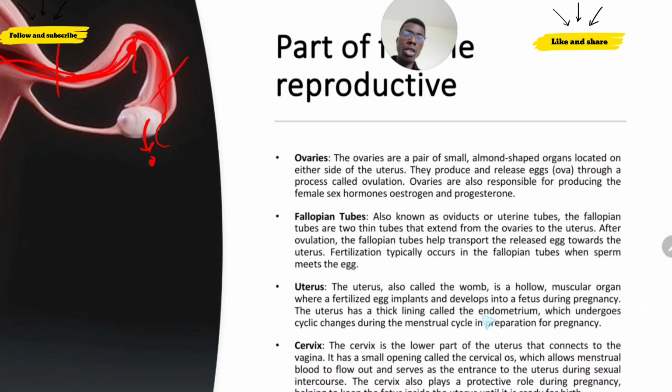The next guy, of course, is the uterus, which I talked about. It contains endometrium, which undergoes cyclical changes and sheds off during the menstrual cycle. Then, of course, it is the one that holds the baby in place all through, and is the one that's going to contract to expel the baby out during labor or during childbearing, as it were.